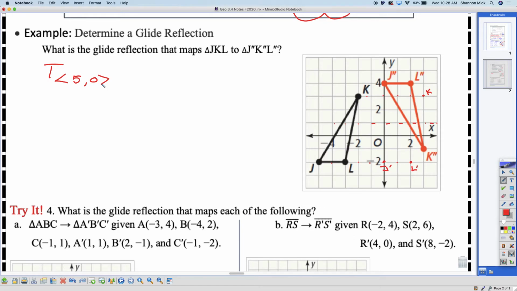And then what was my reflection? 1. So my reflection is it an x or y line? Y line, because it hits the y-axis, right? The horizontal line at y equals what? 1. What are we moving? Triangle. Triangle called JKL.